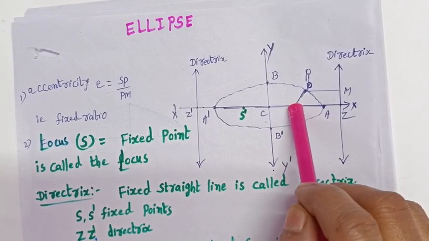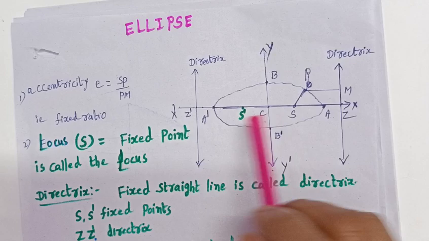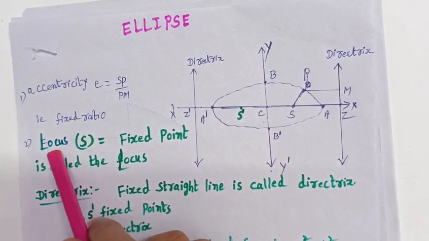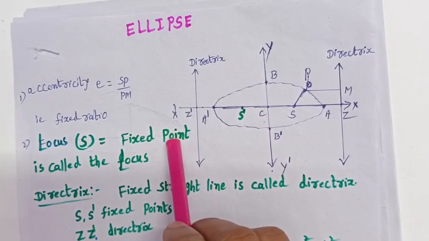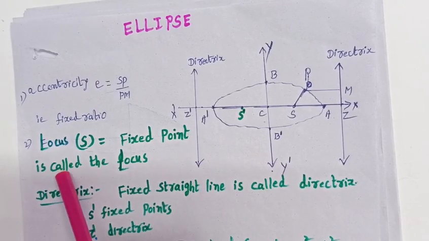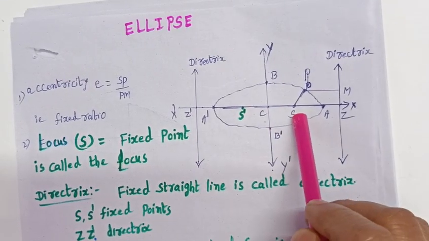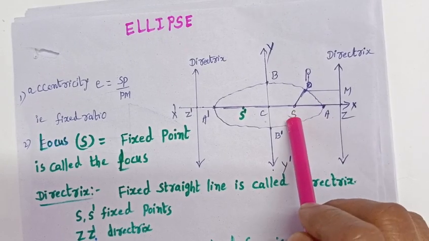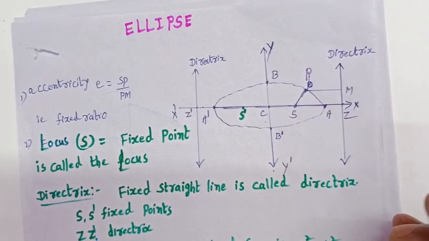S is a fixed point, called the focus. S equals a fixed point, called the focus. This is a fixed point and it does not change.